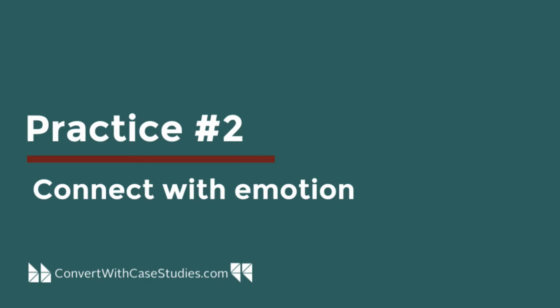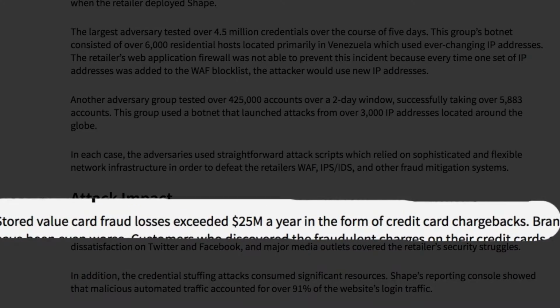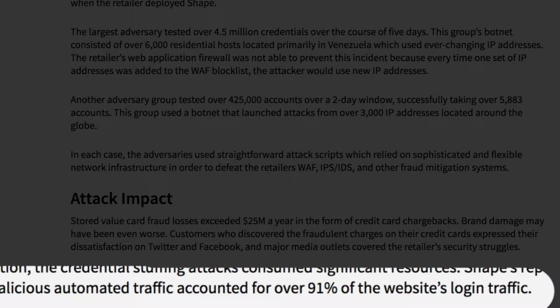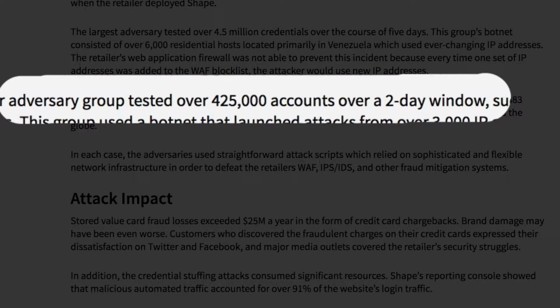Practice 2. Connect with emotion. This case study has excellent detail about the challenges faced by the customer. It lists $25 million a year in annual credit card chargebacks, 91% of its login traffic coming from bot attacks, and hundreds of thousands of customer accounts getting tested as a part of those attacks. This sets up the severity of the problem and the basis for an emotional connection with the reader. If they see their problems in the case study, then they're going to be much more interested in how Shape Security helped resolve this problem, and thus might be interested in pursuing a conversation with Shape Security.